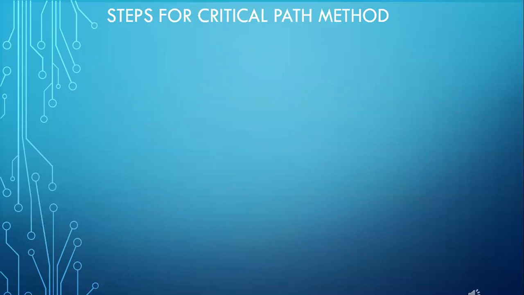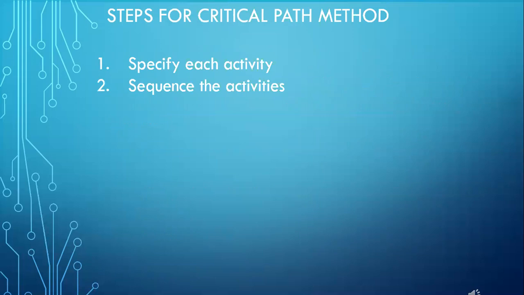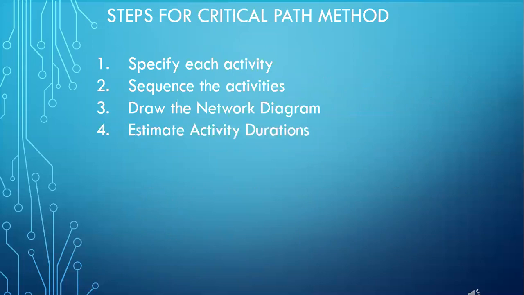Here are the steps for critical path method. First, specify each activity. Second, sequence the activities. Third, draw the network diagram. Fourth, estimate activity duration. And fifth, identify the critical path.